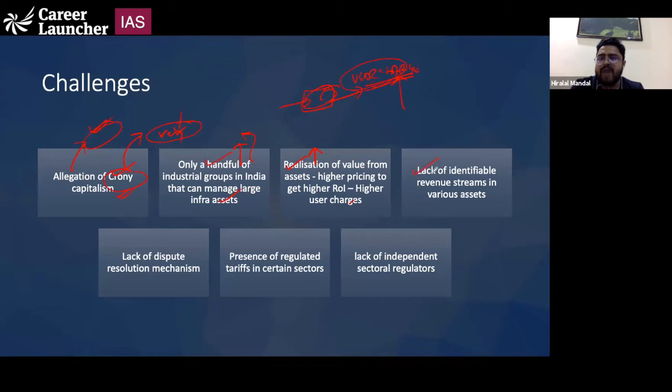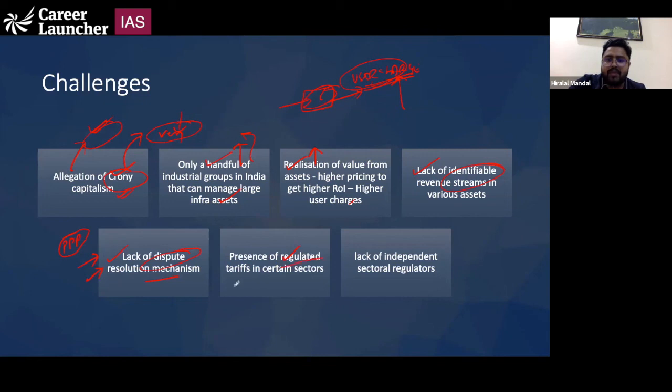Further, there is a lack of identifiable revenue streams in the various assets. The government of India is yet to find out which projects will provide revenue to the private sector, and how. Further, disputes may increase in such circumstances. The government of India has not clearly mentioned a dispute resolution mechanism. In the absence of one, there is a fear that it will meet the same fate which the PPP projects have met. Therefore, the dispute resolution mechanism must be in place.